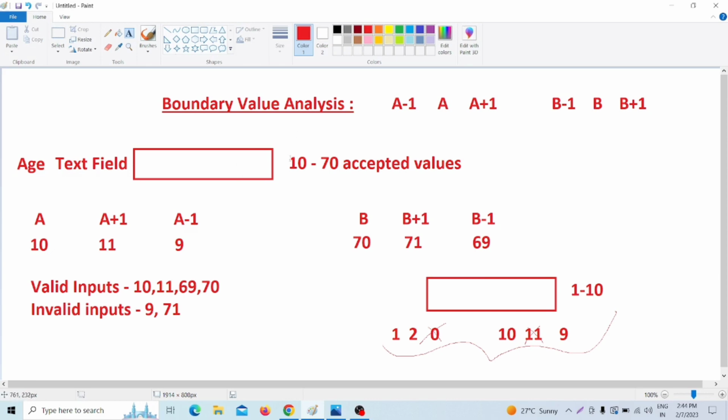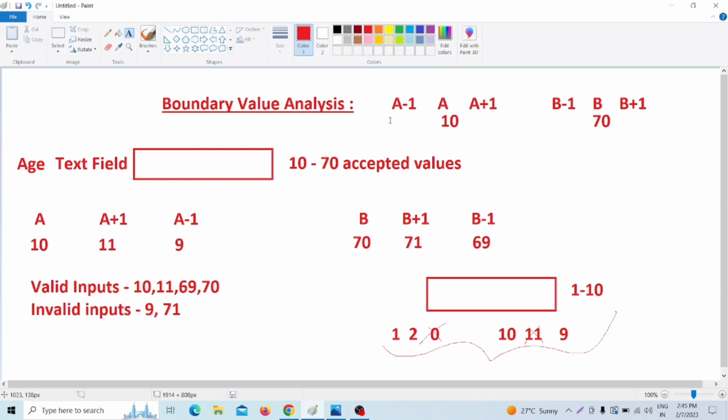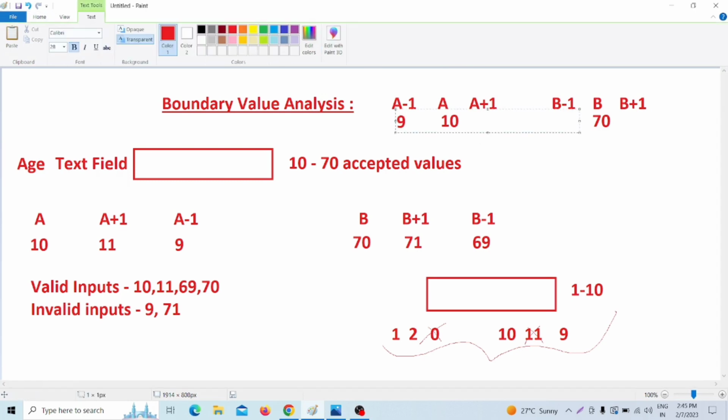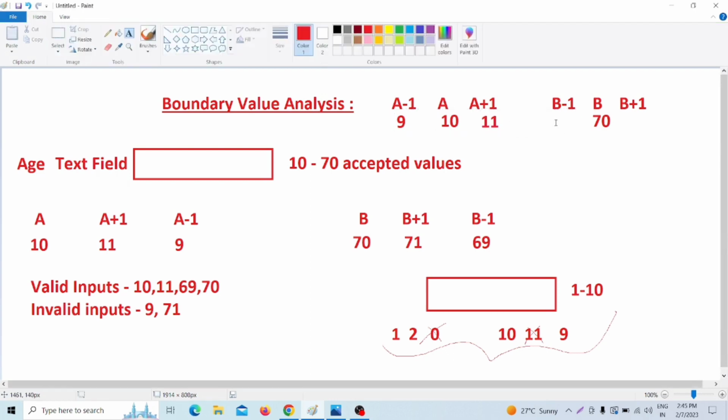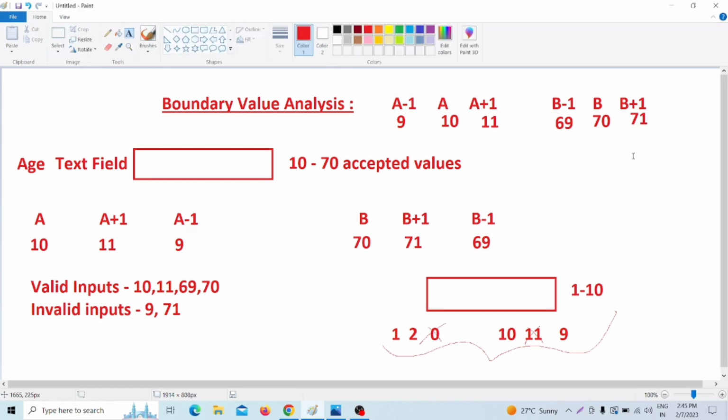Suppose I am taking this example, where the values are 10 to 70 digits. So this text field can accept 10 to 70 digits. So what is the 10? I'm putting it under that A. So A is the 10. And what is the B? B is the 70. Now, what is A minus 1? That is 9. And what is A plus 1? That is 11. And same for B. What is B minus 1? That is 69. And what is B plus 1? That is 71. So now it's very simple. Now it's very easy to understand.